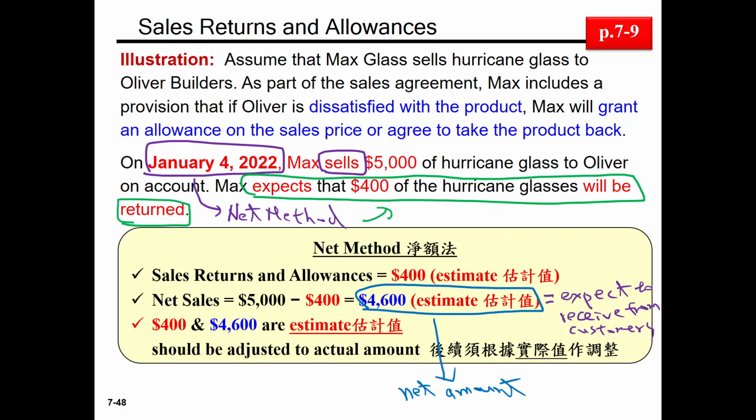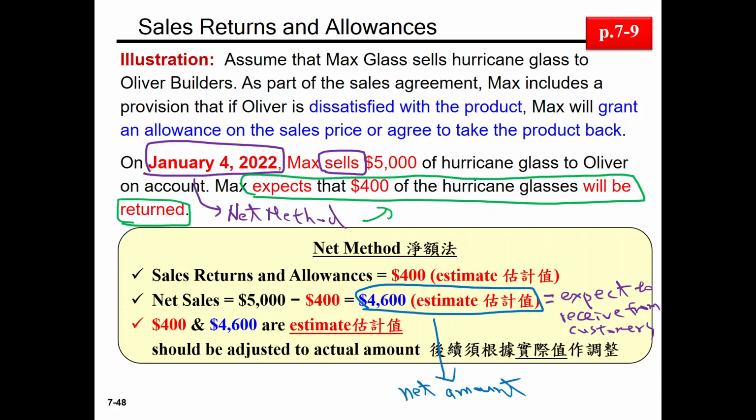Okay. Any questions? But you should understand, 400, we expect that. So the amount is an estimate, it is not true, right? Because we expect what will happen in the future. So 400 and 4,600, these two numbers are estimates, not true, because we don't know what will happen in the future, okay? Any questions?